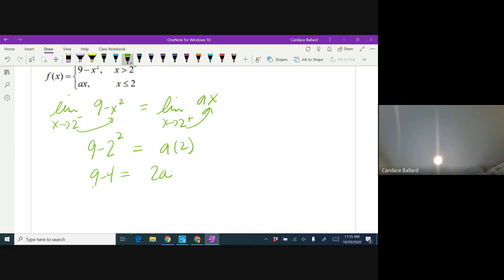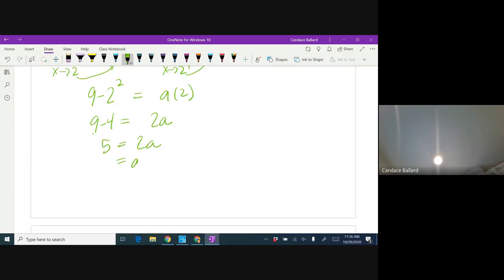9 minus 4 is 5, and then I'm going to divide by the 2. So the a value that would make that piecewise function continuous is 5/2.